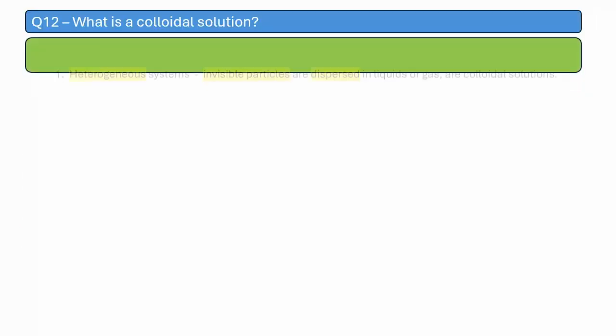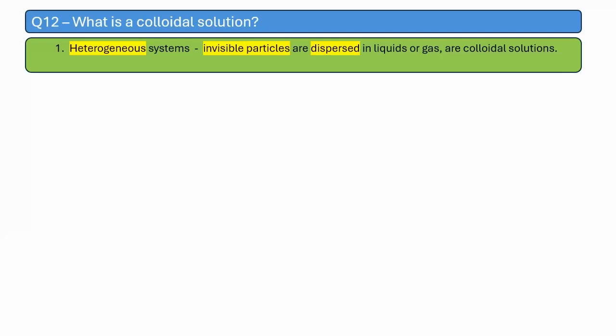What is a colloidal solution? A colloidal solution is something in between a solution and a suspension. That's why it's called a colloidal solution. These are heterogeneous systems. They are not uniform, they are not homogeneous, but the particles are still small enough that they are not visible to the naked eye. And they can still scatter light also.